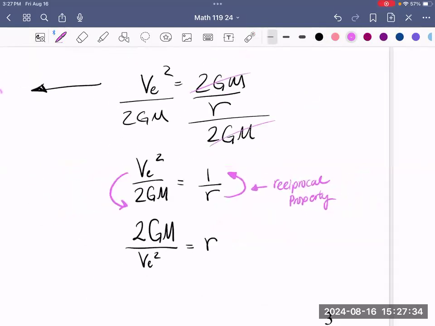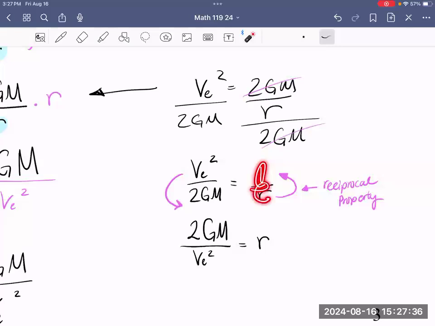So in case you kind of get stuck like this, you're almost there. You have R on one side. It has no other coefficient, but it's not in the numerator. So just flip it upside down.